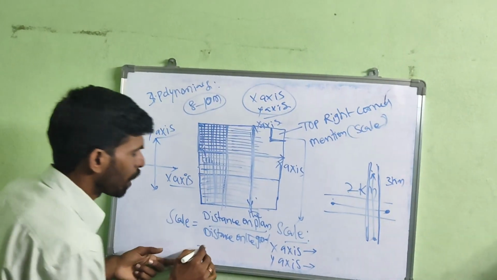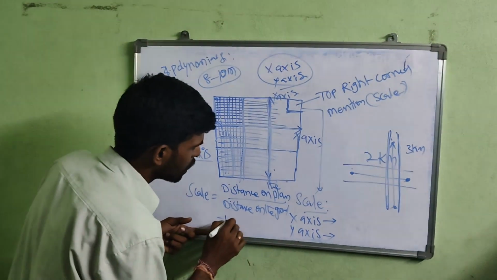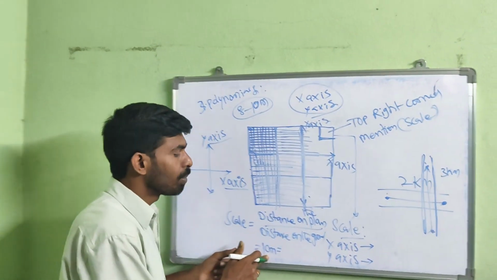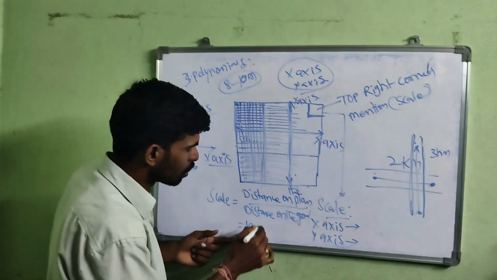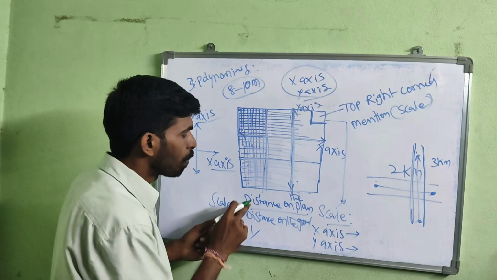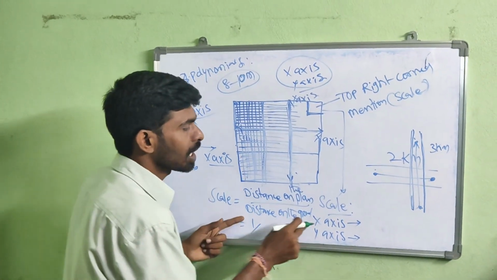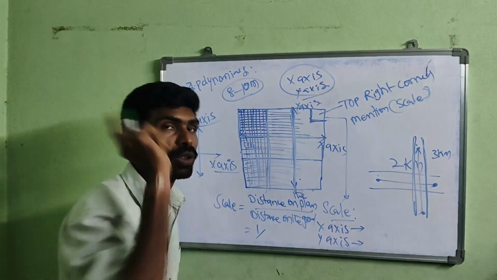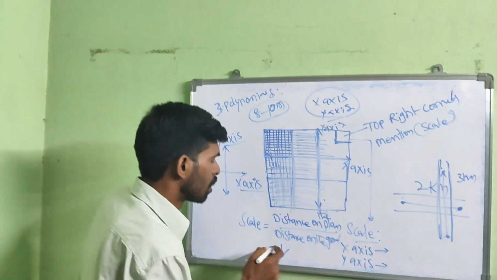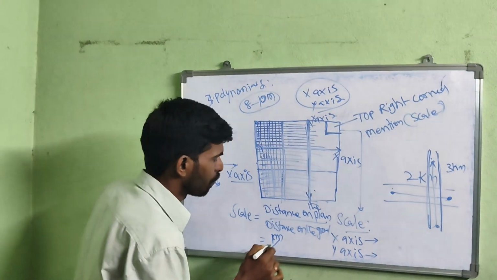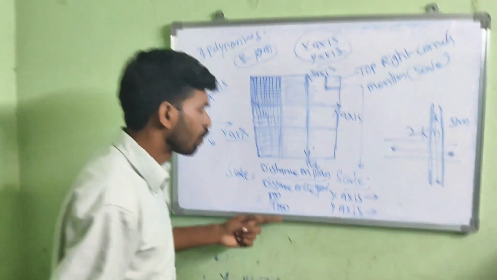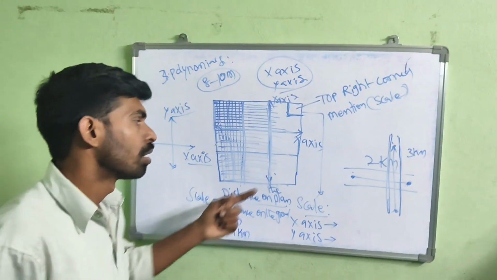Distance on the plan. On the plan, 1 centimeter is equal to a distance on the ground of 1 kilometer. I consider it as distance on the ground is 1 kilometer. 1 centimeter on the graph or the plan is 1 kilometer on the ground.